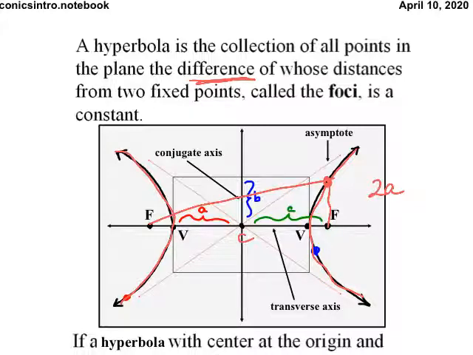This is a picture of a horizontal hyperbola because the transverse axis, which connects the foci, the vertex, and the center, is a horizontal line. If we had a vertical hyperbola, then it would look something like this, opening up and down around the focus points, and the transverse axis, of course, in that case, is a vertical line. Let's look at the equation.